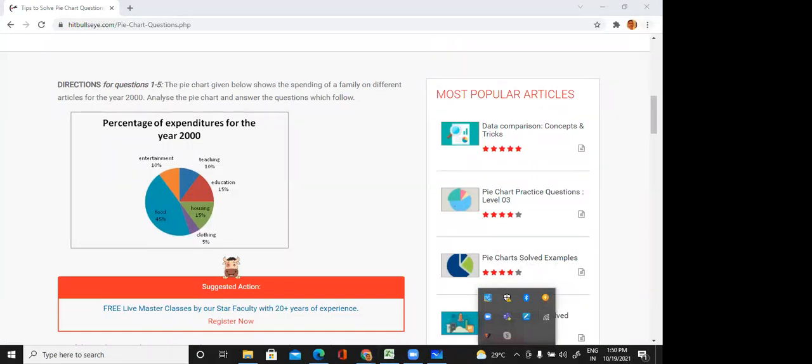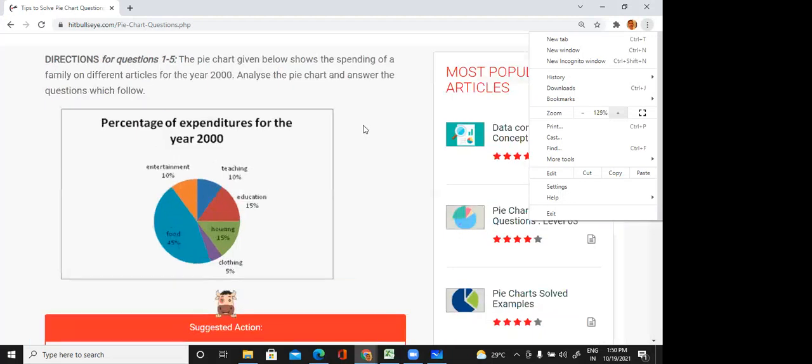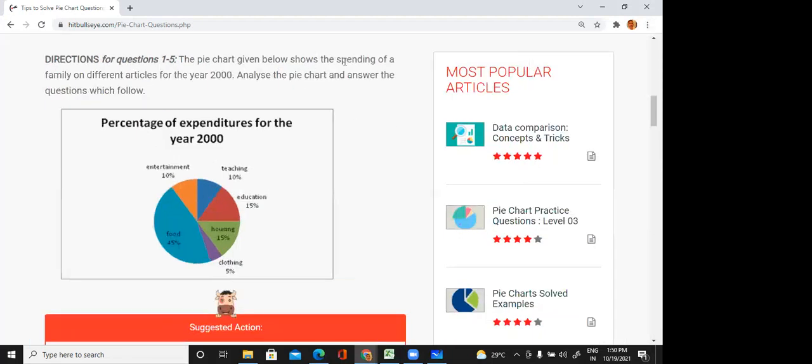This is the first question. The pie chart given below shows the spending of a family on different articles for the year 2000. Analyze the pie chart and answer the questions which follow. So you can see this pie chart. Have a look at this pie chart, or maybe take a screenshot of this pie chart.